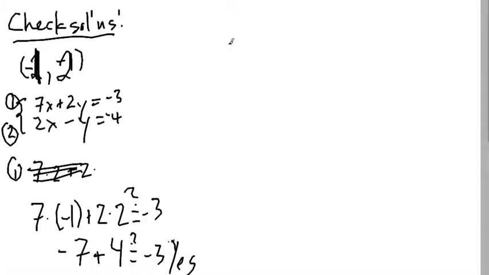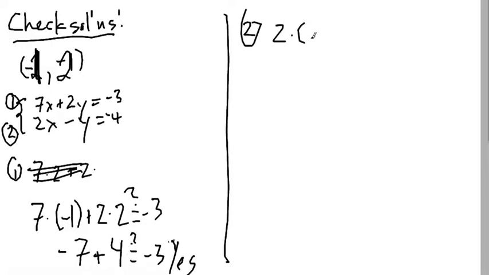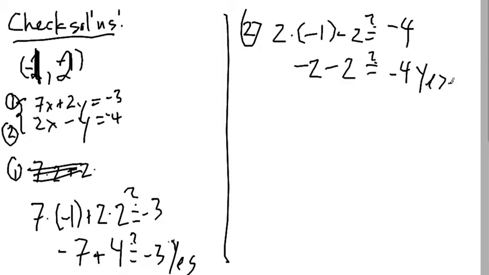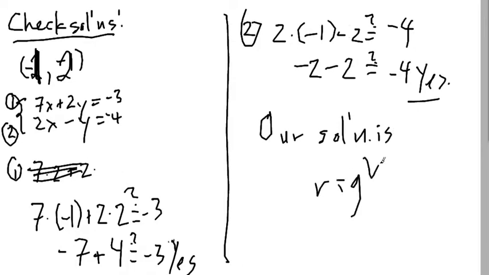Cool. And the second equation is 2 times negative 1, minus y, which is minus 2, equal to negative 4. Well, 2 times negative 1 is negative 2, minus 2, is that equal to negative 4? Yes. So we have verified that our solution is right. So you can always check whether your answer is right just by plugging in your solution and seeing if it satisfies the equations.